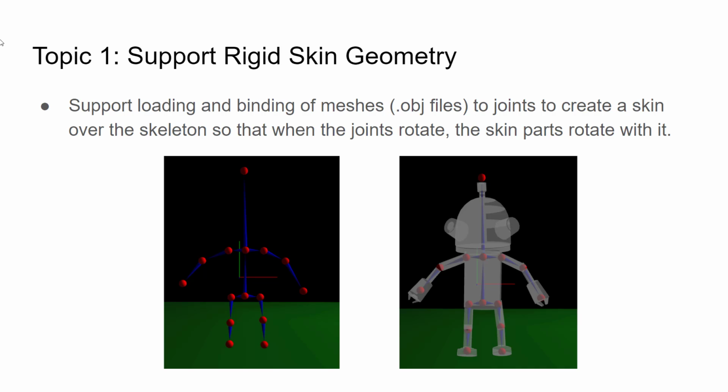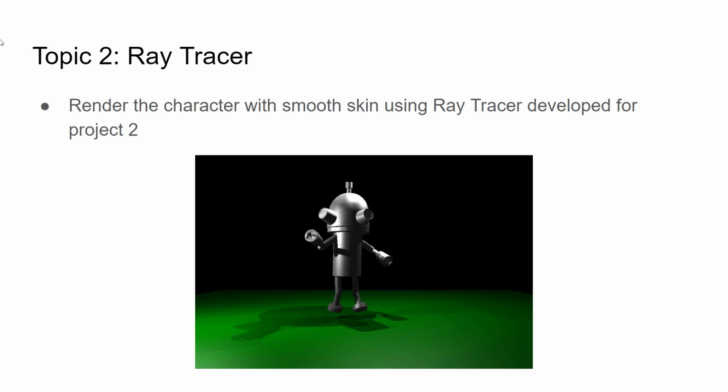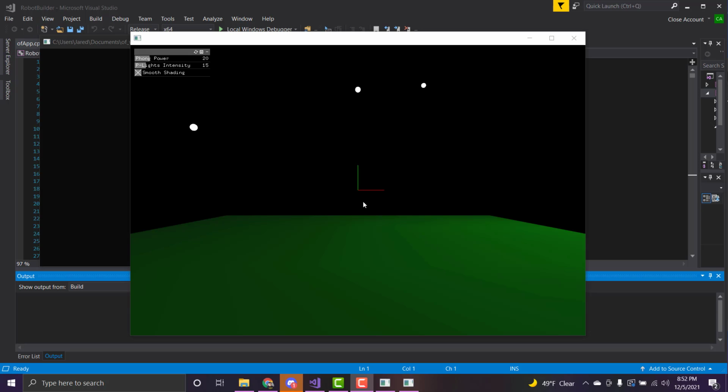With this, I would support loading and binding of meshes in the form of OBJ files to the joints of the skeleton that I created with the skeleton builder to create a skin over the skeleton, so that when the joints rotate, the skin rotates with it. The second topic that I want to cover is ray tracing. With this, I will render the character with smooth skin using the ray tracer that I developed for Project 2.